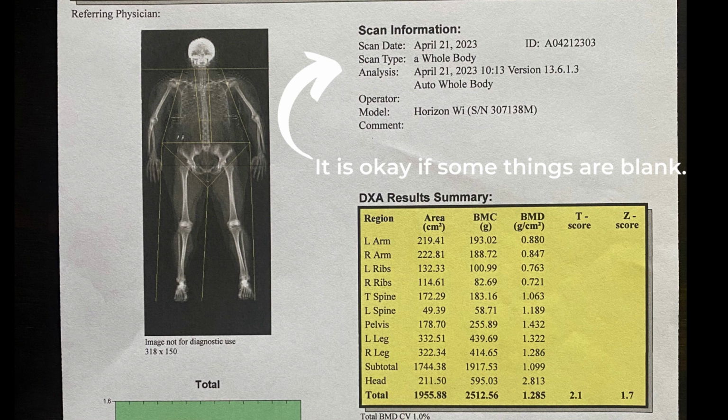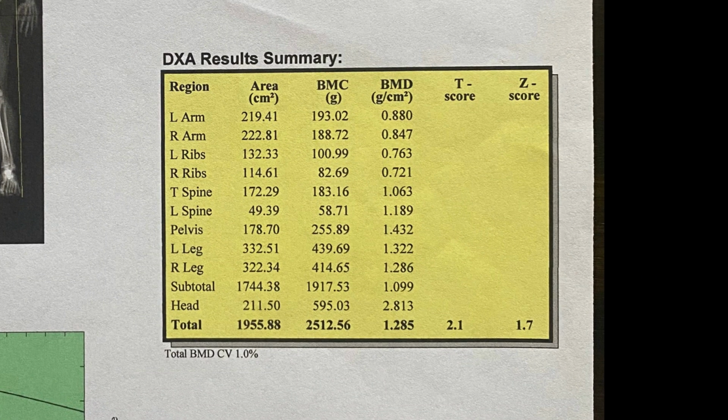Below that, you will see a larger yellow box that says DEXA Results Summary. In this box, you are going to see regions, area, bone, BMC, BMD, T-score, and Z-score. I'm going to dive deeper into each of these.